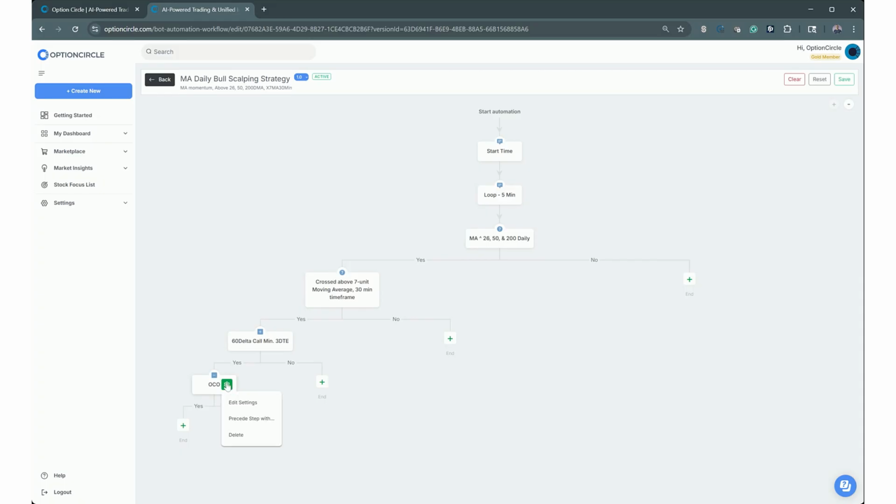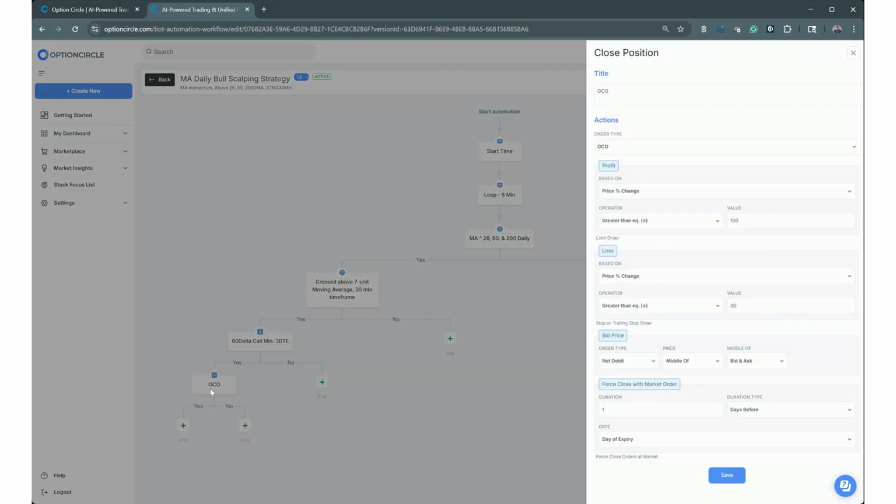And then we have an opening and closing here. So we're not going to use a signal on this. We're just going to use a price change. If it's 30% negative, we're just going to get out of this position. And if it's 100% or more, we're just going to get out of the position. That way we have a nice 3-to-1 risk reward ratio on a scalping strategy.